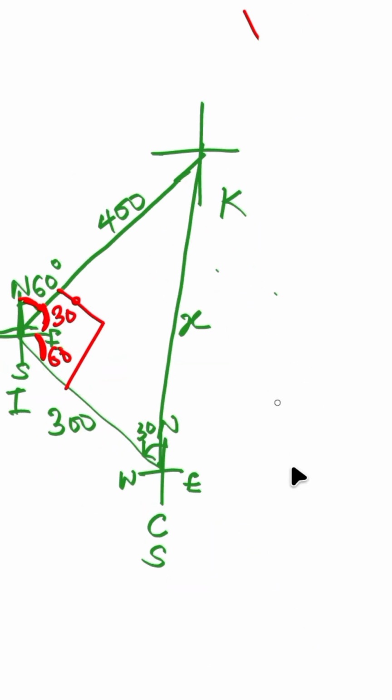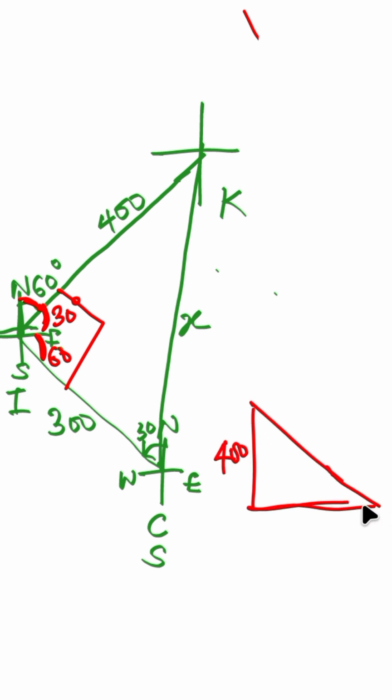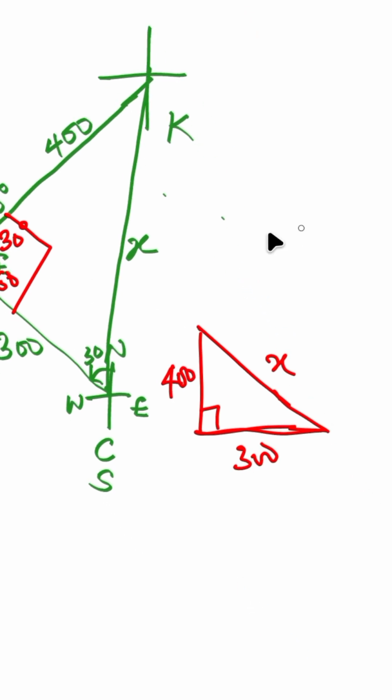So let me just redraw it like this. So it will just be something like this. Here will just be 400. This place will be 300 and here will be x. So you see how you find x, which is the resultant displacement. So this is Pythagoras theorem. So what will x be? x will just be 400 squared plus 300 squared.